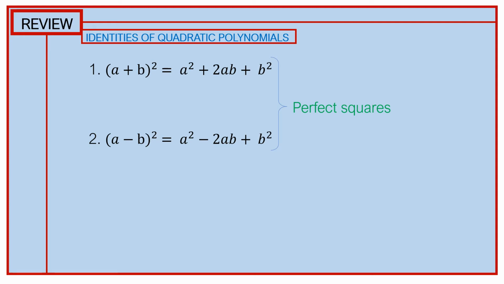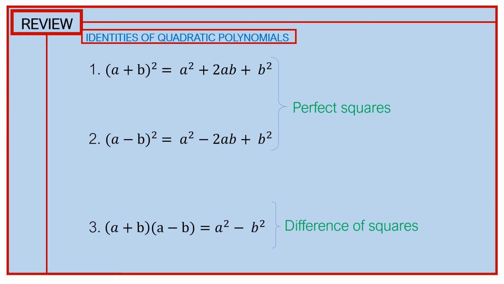In number 3, we looked at (a + b)(a − b). It is equal to a² − b². And we called this the difference of squares.